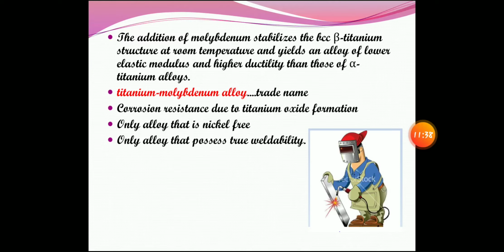The corrosion resistance here is because of the formation of titanium oxide. What we have read earlier is that it is because of the formation of chromium oxide, like in the case of passivation. But here the dominant metal is titanium, so it is called titanium oxide formation, which prevents further oxide layer formation. And the only alloy that is nickel free is the beta titanium alloy. One of the most important properties is that it is truly weldable. It is truly weldable. None of the other metals we have read till now is truly weldable. So this is the basic thing regarding the beta titanium alloys.